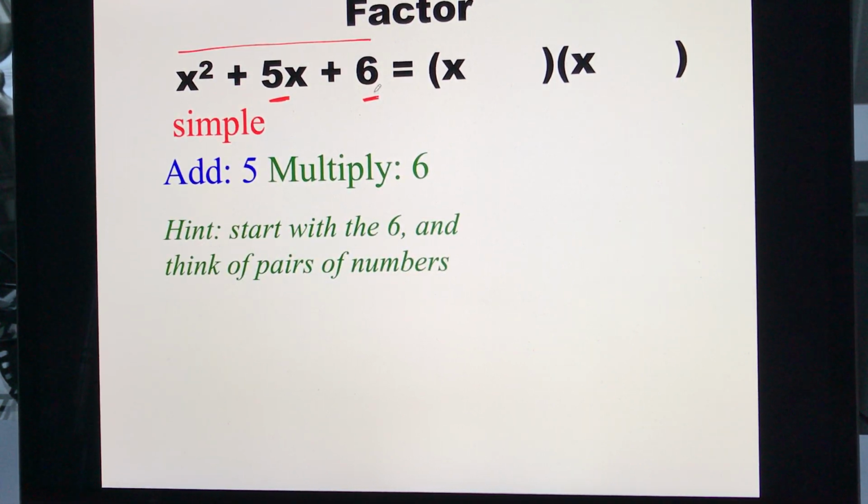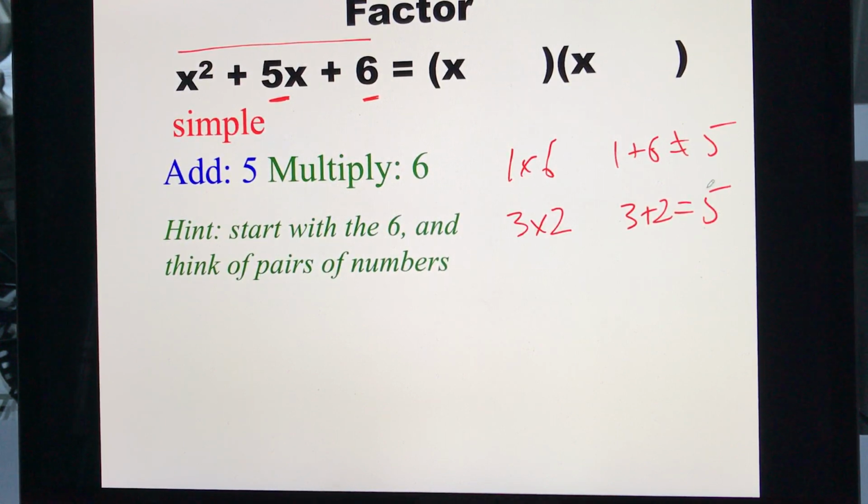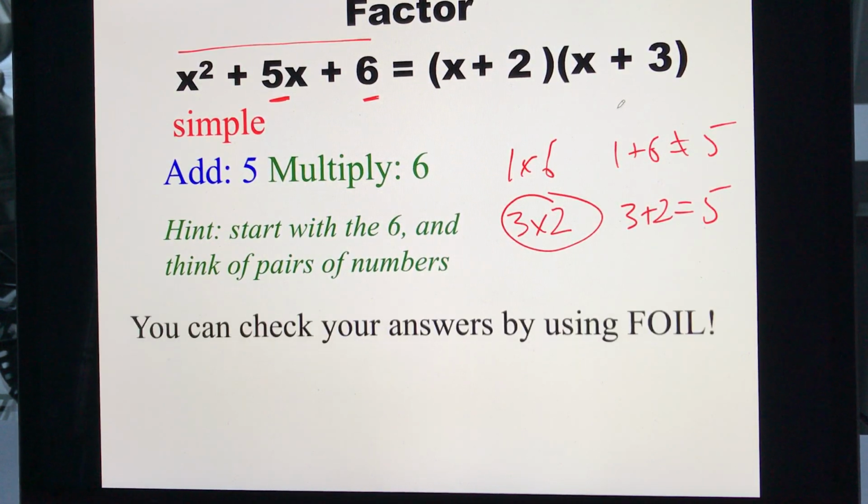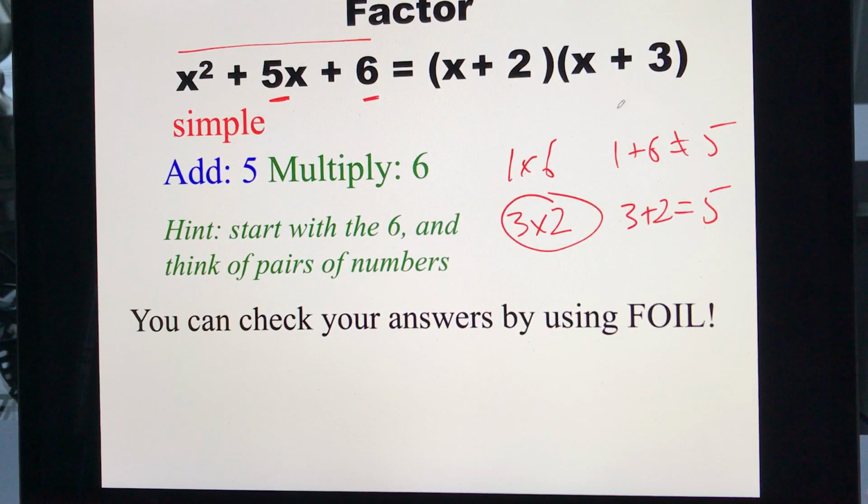I think the best way to do that is to start thinking of what numbers multiply to 6. So I know 1 times 6 multiplies to 6, but 1 plus 6 obviously doesn't give me 5. I know 3 times 2 equals 6, and I know 3 plus 2 equals 5. So I know then 3 and 2 will be my numbers. I put them into the brackets, and I have my two binomials. That's it. Now I can check my answer using FOIL just to make sure.